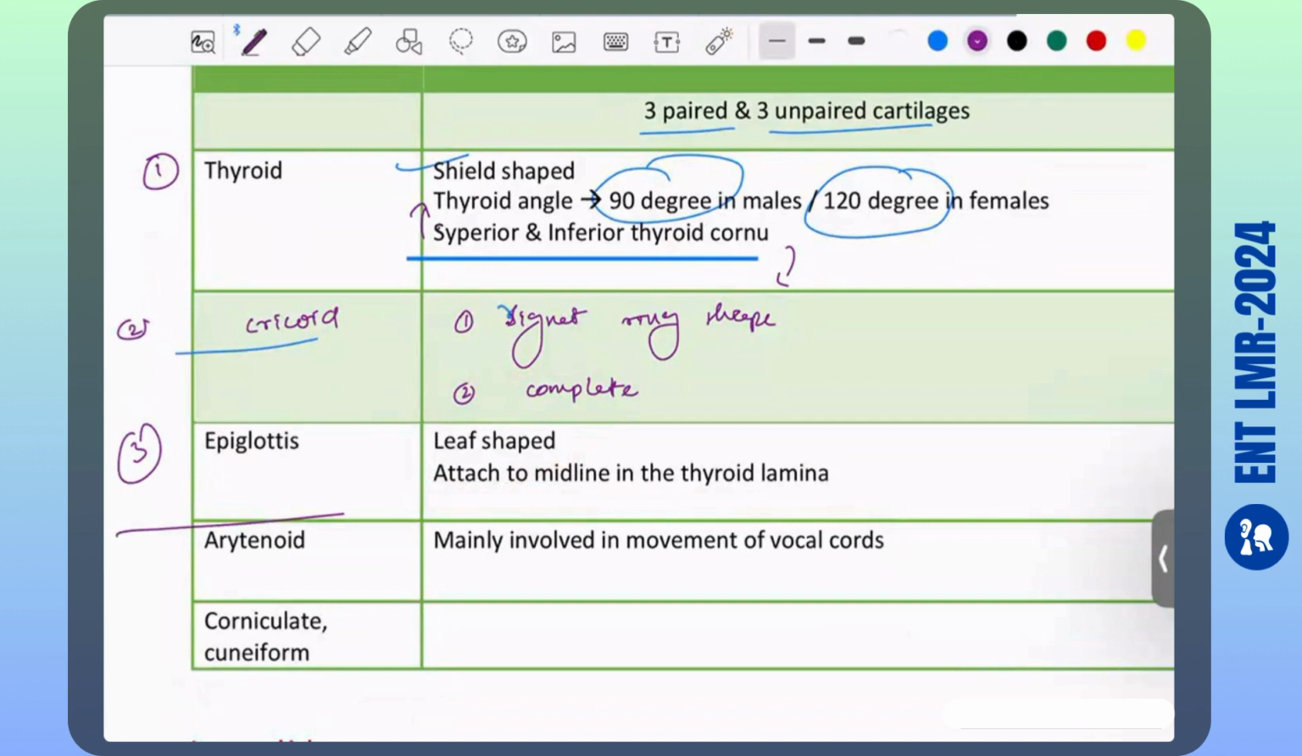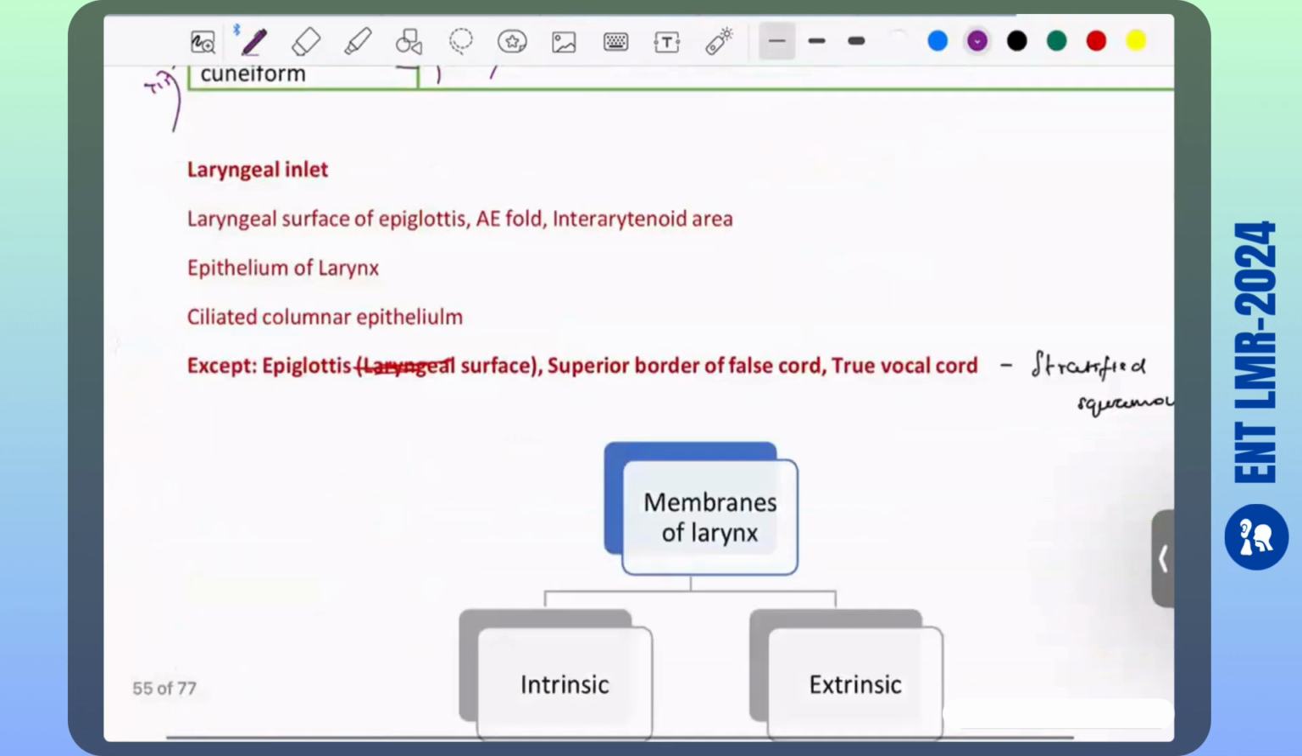So what are the paired cartilages? Arytenoid, corniculate, cuneiform. Corniculate, cuneiform, not much. Nothing clinically significant. But arytenoid is very important cartilage. This cartilage is necessary for vocal cord movement. Okay, if the vocal cord moves to the midline, away from the midline, the cartilage that is behind it is arytenoid cartilage. It is arytenoid cartilage. So the laryngeal inlet is formed by laryngeal surface of epiglottis, aryepiglottic fold, and then interarytenoid area. So just think of that.